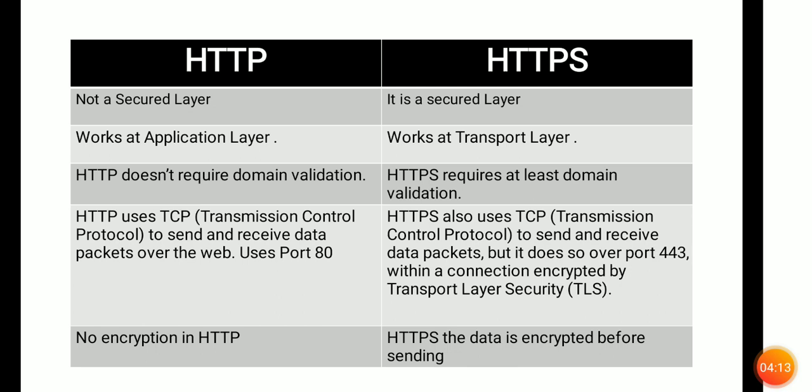HTTP uses TCP, that is Transmission Control Protocol, to send and receive data packets over the web, and uses port 80, whereas HTTPS also uses TCP to send and receive data packets and does so on port 443 within a connection encrypted by the transport layer. No encryption in HTTP, whereas in HTTPS data is encrypted before sending.